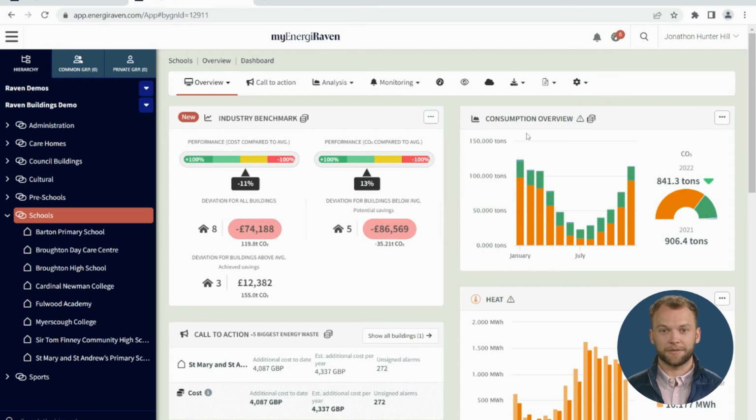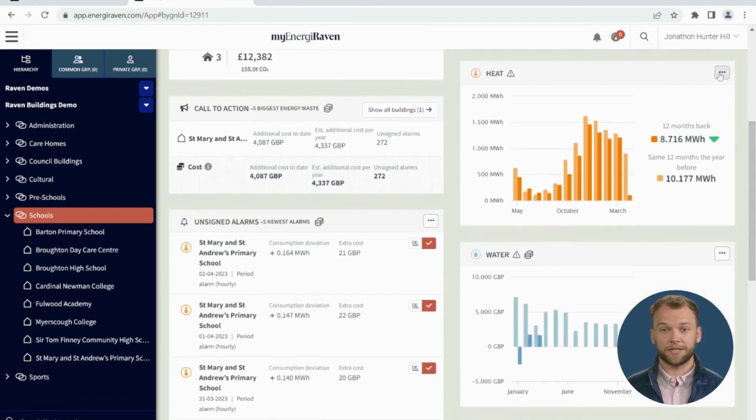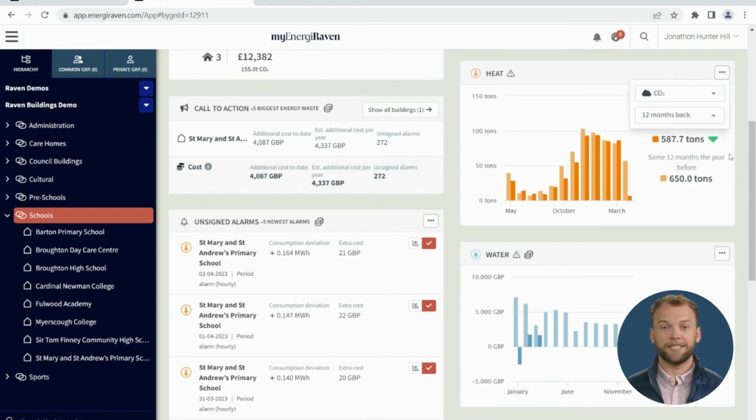With these graphs, we can compare our total energy consumption this year to last year in either cost or CO2. The CO2 view is typically more useful as it is unaffected by energy prices. Here, we can also drill down into our key energy sources: heat, water, and electricity. Gas is not included in this view, as we know that the majority of gas in commercial buildings is consumed as heat. Once again, we can compare our performance this year with last year, and further back if desired.